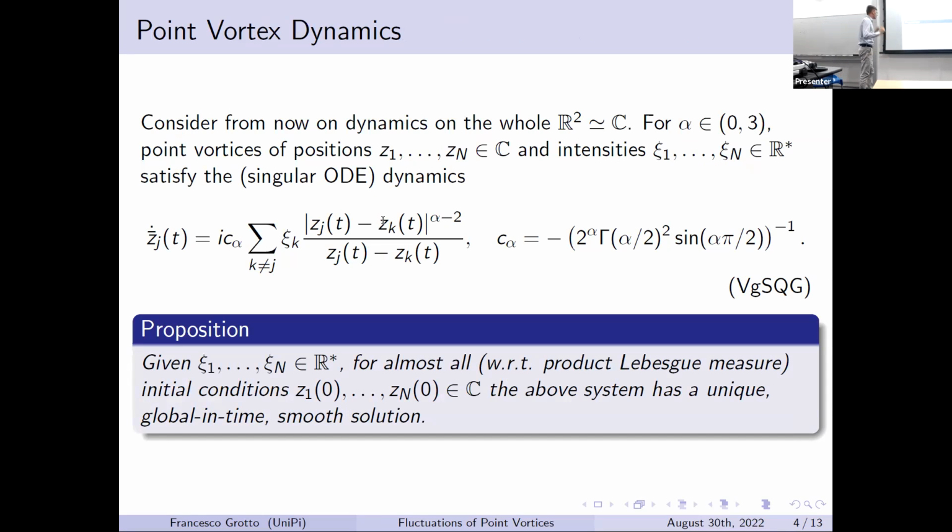And the first thing to mention is that you can actually prove that for almost all initial conditions, this does not happen. So for almost all initial conditions, the system is well posed. You can run it for all times, and the solution is smooth. But this does not mean that collisions are not possible, and instead it is what I'm going to talk about.